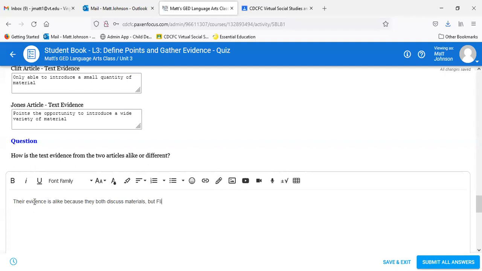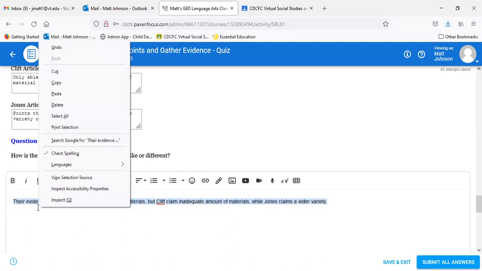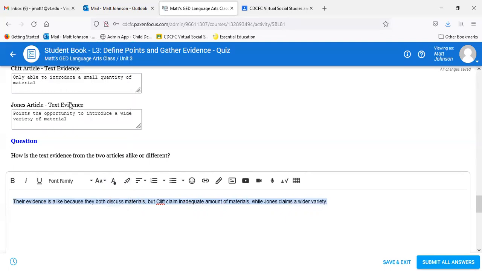but Cliff claims an adequate amount of materials, while Jones claims a wider variety. And again, we're trying to make sure that we have complete sentences and everything, but this is more about us fleshing out ideas. So we're not really hammering on grammar and spelling and all that stuff.